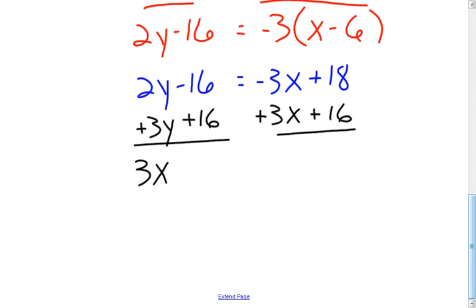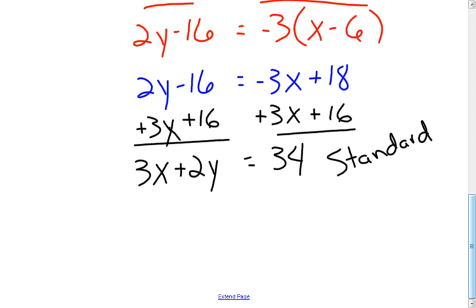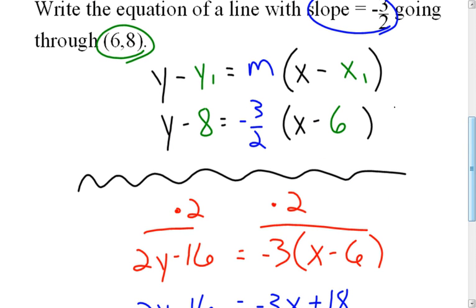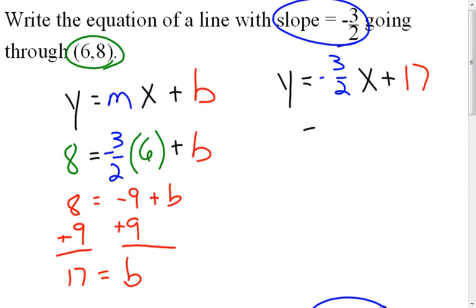Now I'm left with 3, oops, that was an x. 3x plus 2y, and it's going to equal 34. And there I have standard form. So standard form was here. Scroll up here. This was point-slope form. If I go up even farther, here was our slope-intercept form. All three forms were one line.